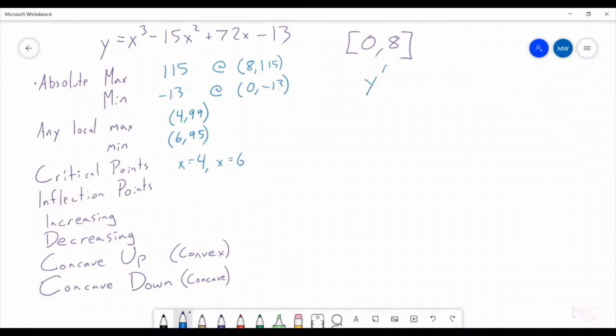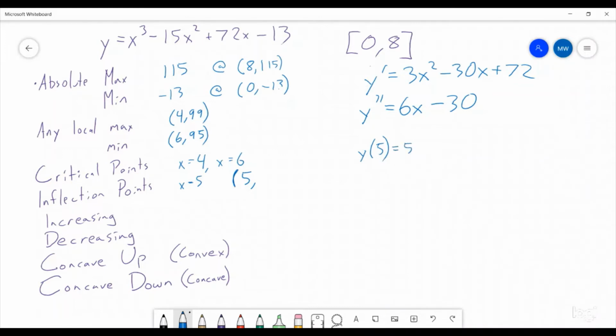Okay, so the first derivative was 3x squared minus 30x plus 72, which means that our second derivative is 6x minus 30. So our inflection points are where the second derivative equals 0, which is nice. It happens at x equals 5, which means that the actual point itself is going to be (5, f of 5). We need to actually figure out what is the value of the function at 5.